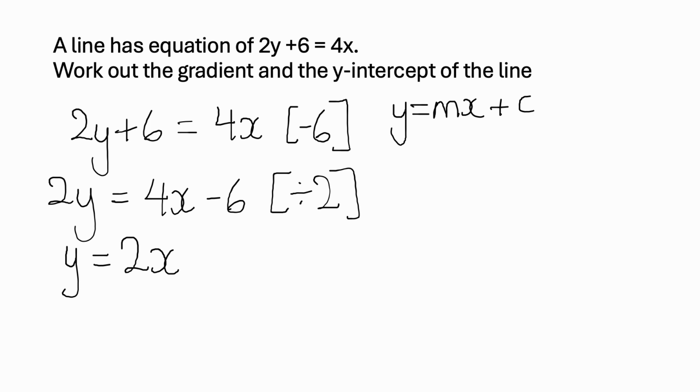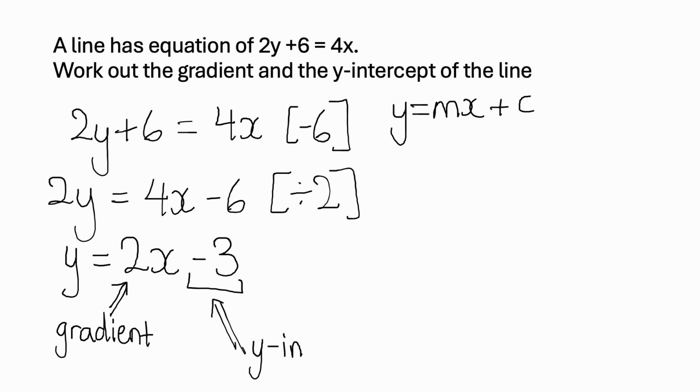So we get y is equal to 2x minus 3. Okay, so now we've put it in the format of y is equal to mx plus c. This 2 is our gradient, and the negative 3 is our y-intercept. And that is it.